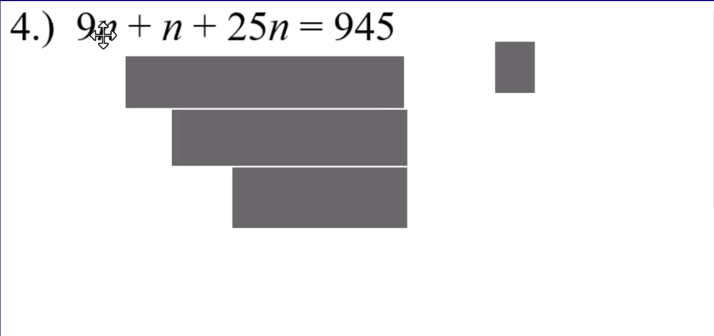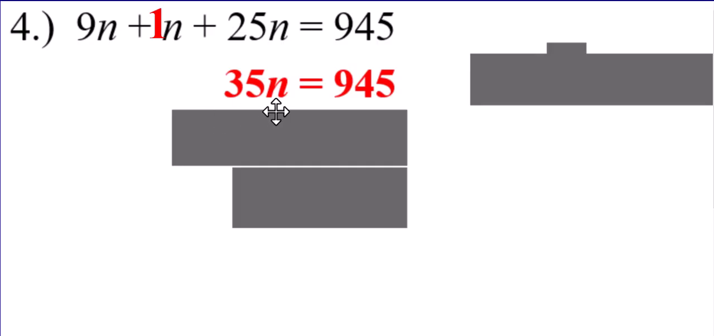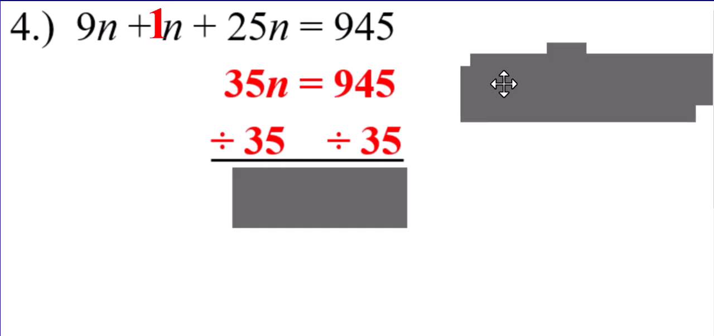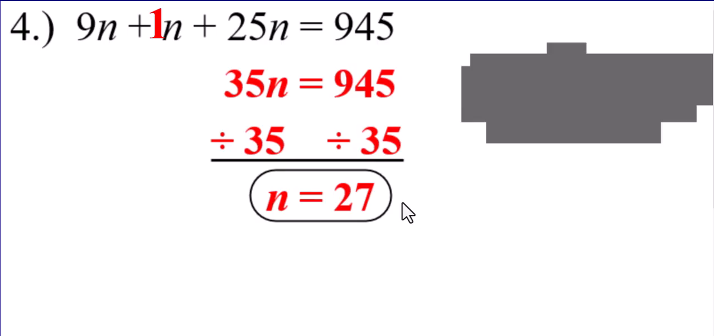All right, problem number 4. All three of them had an n, so all three of them are like terms. The one that doesn't have a coefficient that you can see has a coefficient of 1. In case you forgot what I mean by coefficient, I mean the number that is multiplied to the variable. All right, so 9n and 1n is 10n plus 25n is 35n. And now there's only one thing happening to the variable. It's being multiplied. Inverse is to divide. And you'll use your calculator. And 945 divided by 35 gives you a whole number of 27.